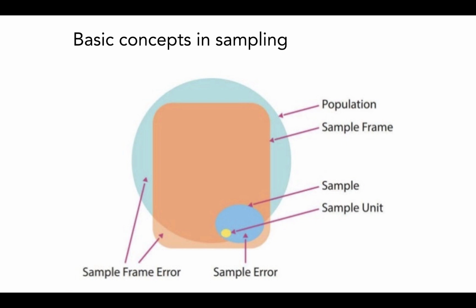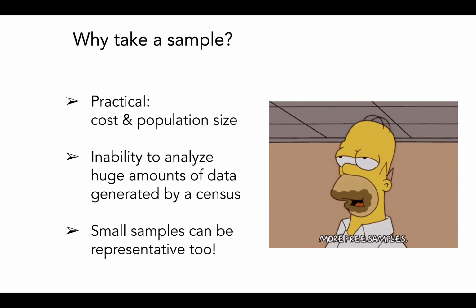And then the little yellow circle here is a sample unit. So that's one person in your sample. Okay, so I hope this overview helps you understand the relationship between these concepts.